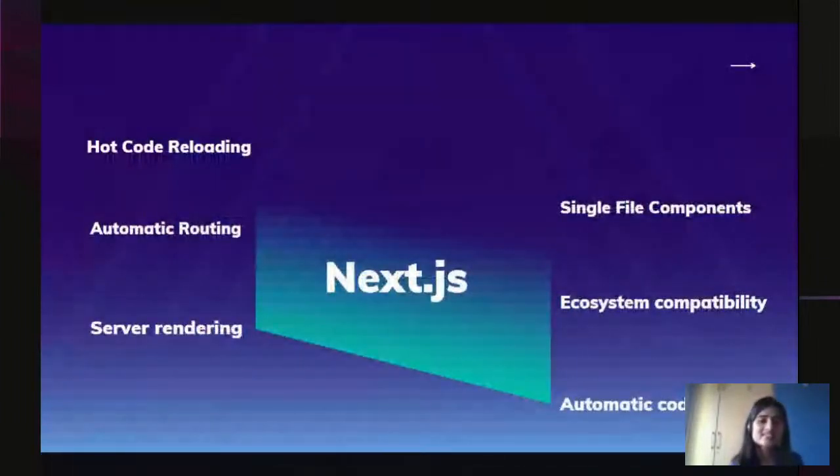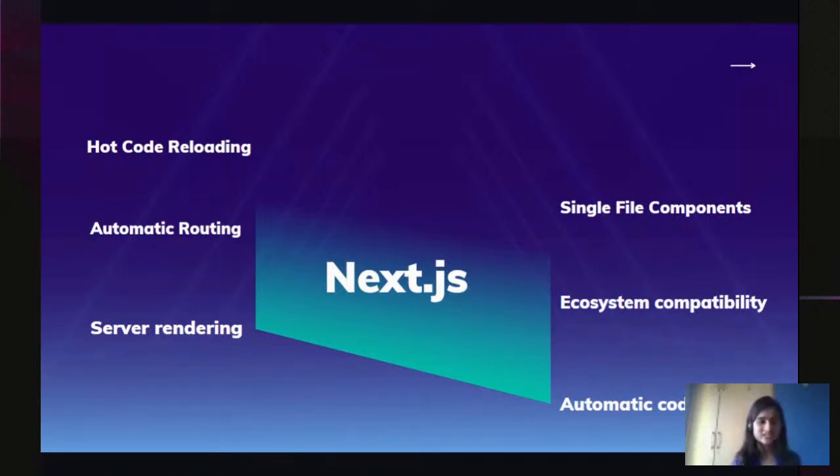So Next.js is popular for mostly these six things. Obviously there are much more, but these six things are mostly the key things that make us prefer it. First thing about it is hot code reloading. Whenever we have any changes and we want to save it, the moment we save it, it reloads automatically. That's how Next.js works.